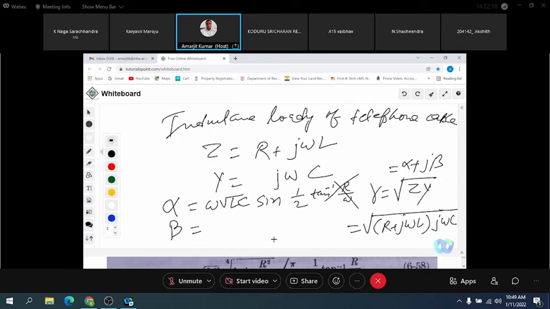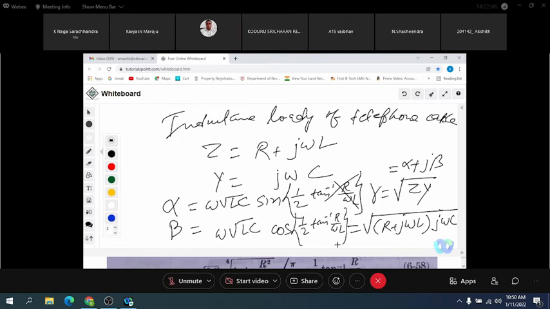Beta is omega root LC cos of half tan inverse R by omega root LC. Good. Omega root LC cos of half tan inverse R by omega L. Yes, sir. Okay, omega L, then you take omega L. I was thinking only omega. Okay, so this is what you are getting: sin theta, cos theta.